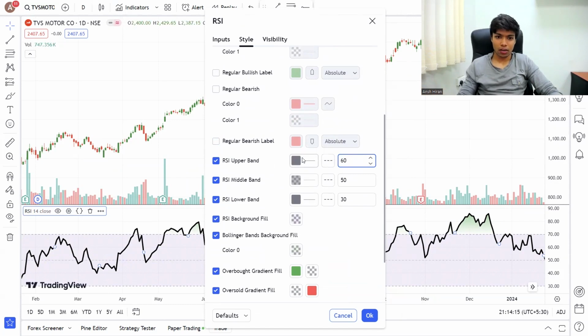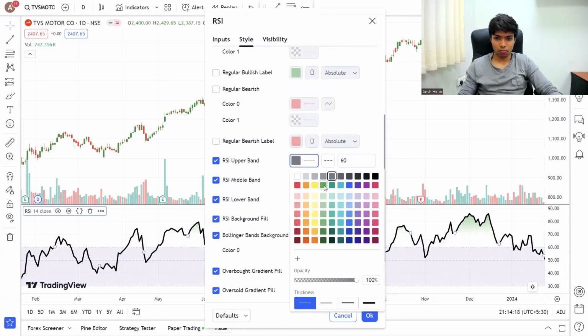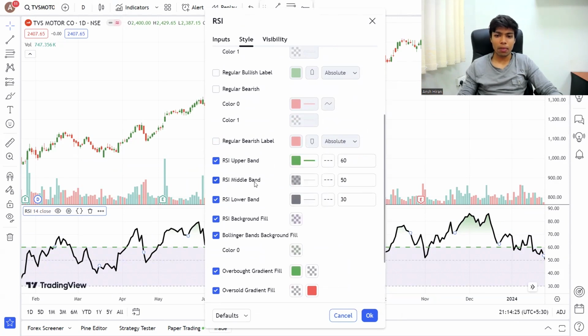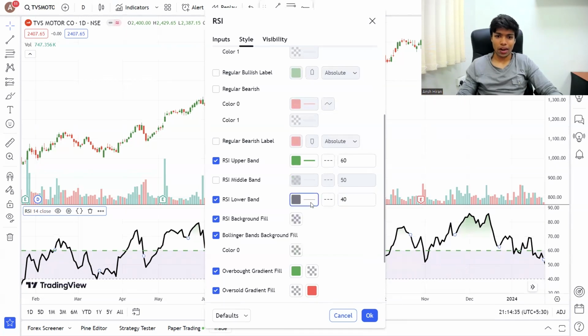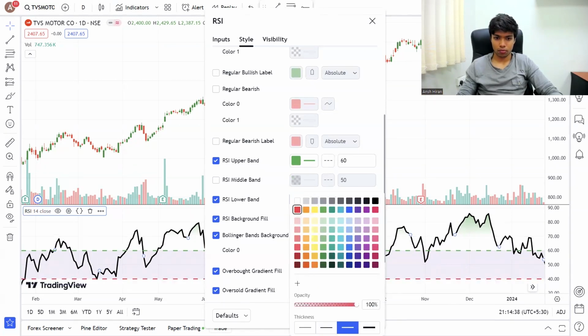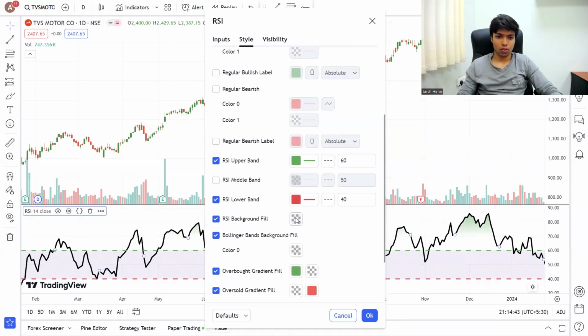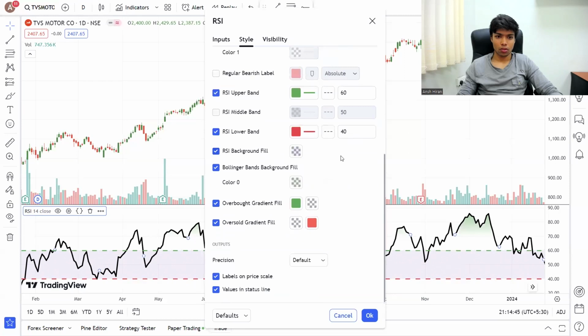Done. I'll make it green in color so that you can see this properly. We don't want the RSI middle band; we have no use for it. We need the RSI lower band, and we don't want it to be 30. We want it to be 40, because it is 60/40 RSI. I'll make it red so that it becomes much clearer. So: upper RSI band, lower RSI band, and the RSI itself. That's all.